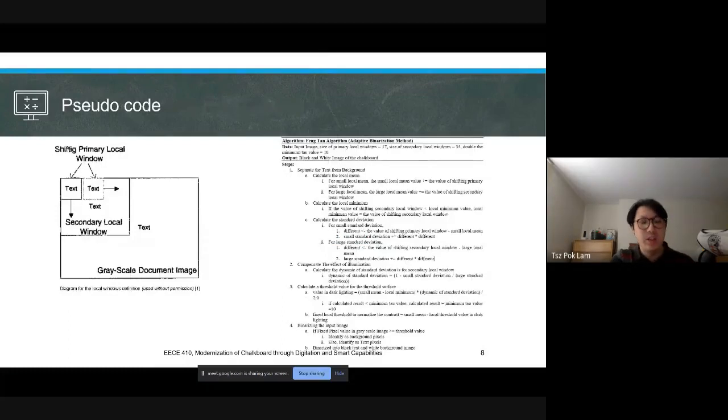So as you can see in the picture on the left side, there's a small window. This is used to calculate the local mean, local median, and standard deviation to separate the text and background. And there's a secondary local window, a larger window, to compensate for the effect of illumination. After all that, you will have a binary image, and on the right side, you will have the pseudocode of the whole algorithm. Next.